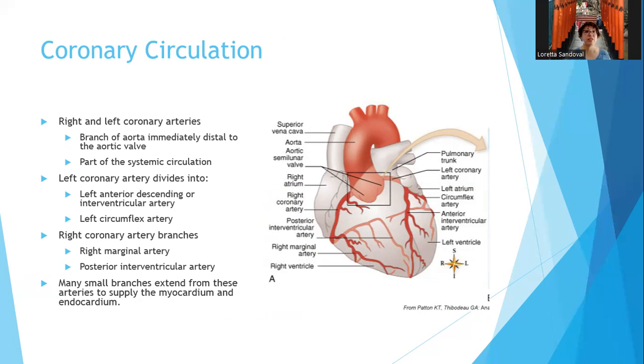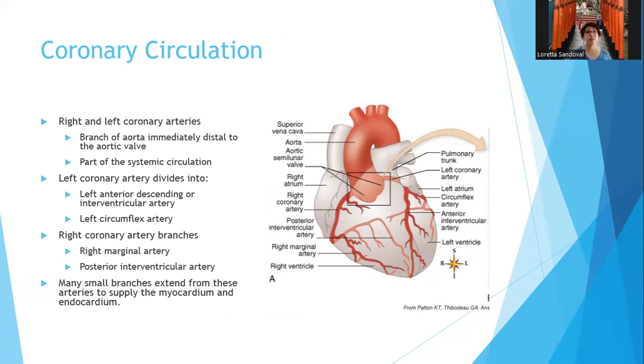And the coronary circulation consists of right and left coronary arteries. Coming off the aorta, they branch off the aorta immediately distal to the aortic valve. So before any of the oxygenated blood goes into our systemic circulation, it has to go to the heart first. The coronary circulation is considered part of the systemic circulation.